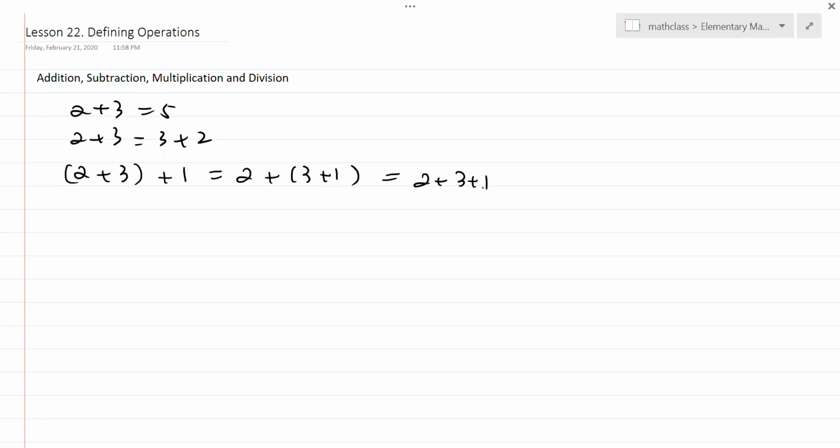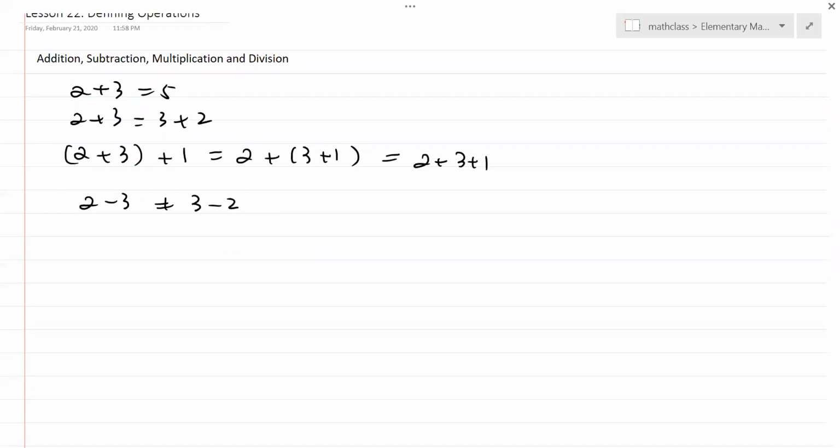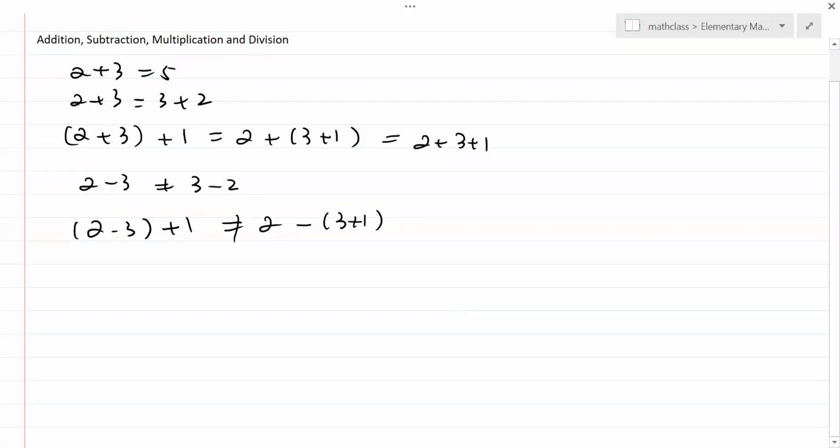But subtraction is different. With subtraction, you cannot exchange two numbers, right? Subtraction, like 2 minus 3, is not going to be 3 minus 2. So it's not commutative in this sense. Be careful about subtraction. You cannot easily remove a parenthesis. For example, 2 minus 3 plus 1 is not going to be the same as 2 minus (3 plus 1). So you have to be very careful about those operations.